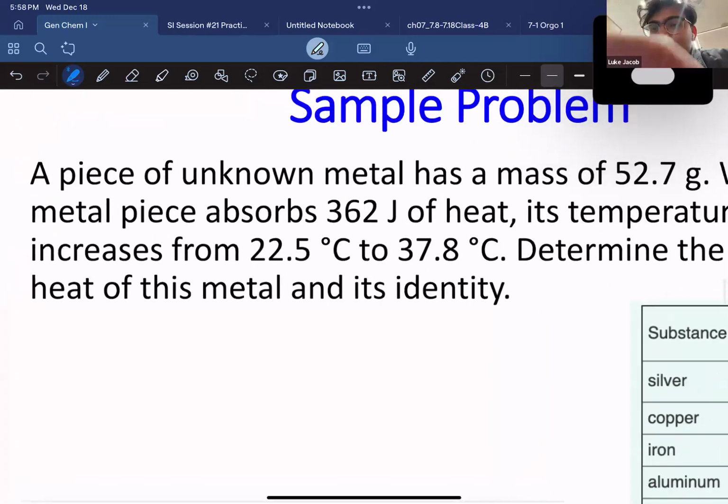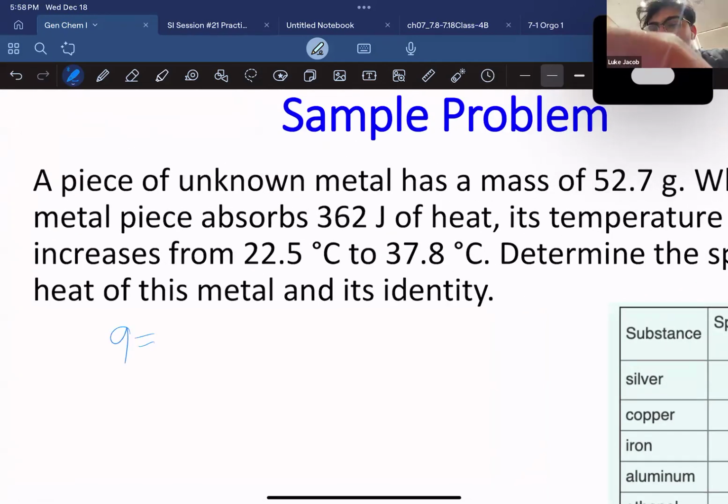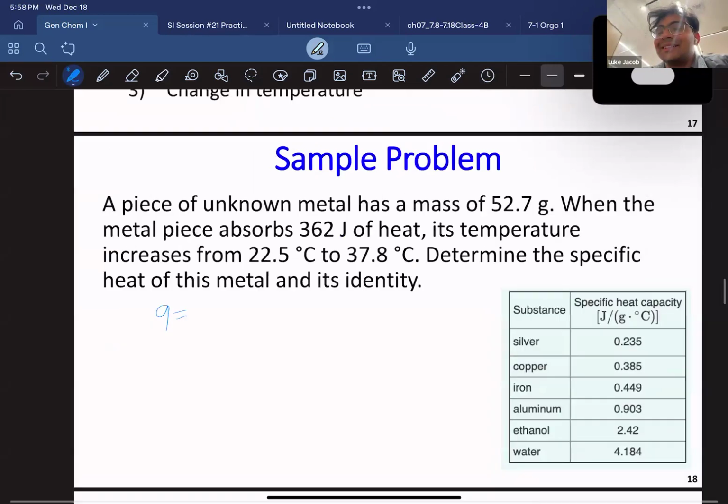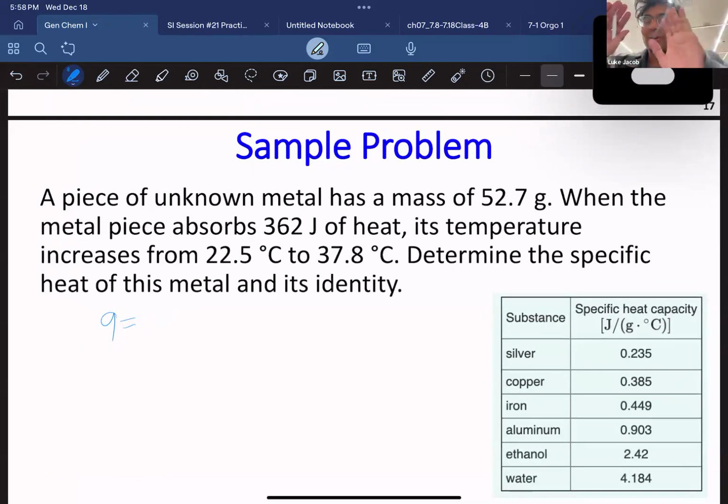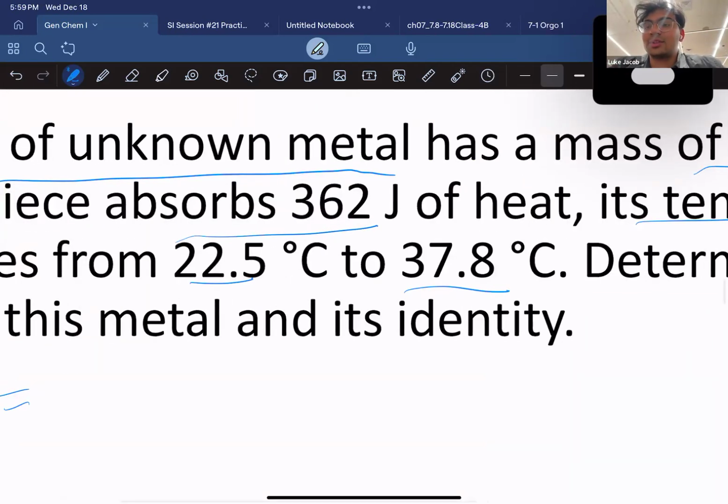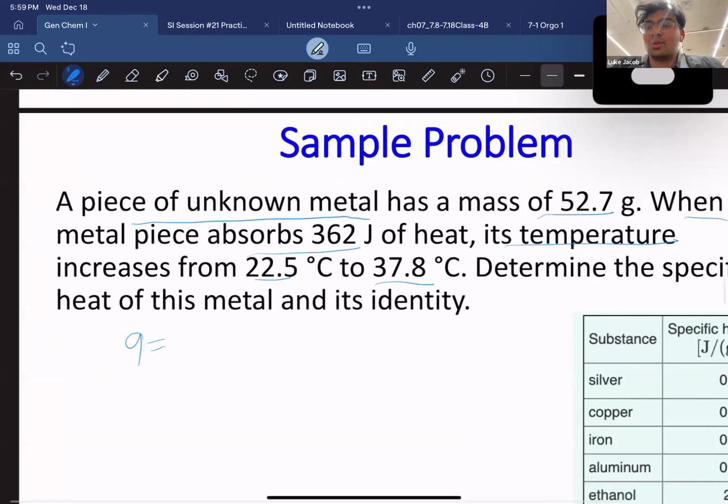So you have a metal, right? And it's 52.7 grams, and it absorbs 362 joules of heat. What this does is it increases its temperature from 22.5 to 37.8. Just thinking about it intuitively, this temperature is increasing, meaning that the energy is being absorbed, right?